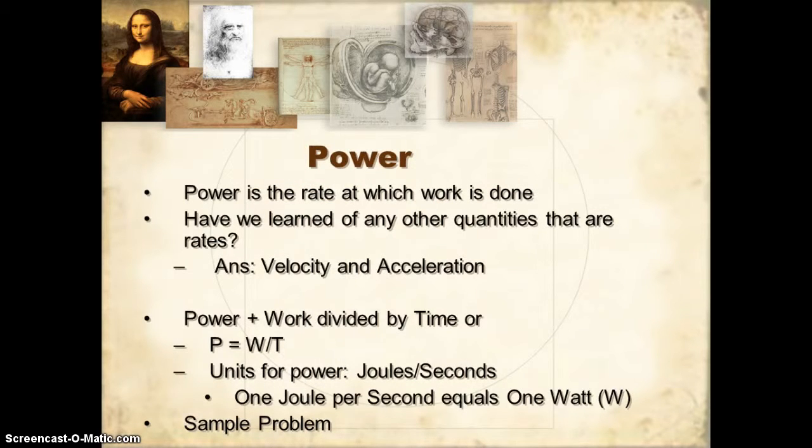Power is the rate at which work is done. There are other quantities that we've learned about that involve rates. That would be velocity, the rate at which distance is changing, and acceleration, the rate at which velocity is changing. Power is work divided by time, or in abbreviated form, W over T.